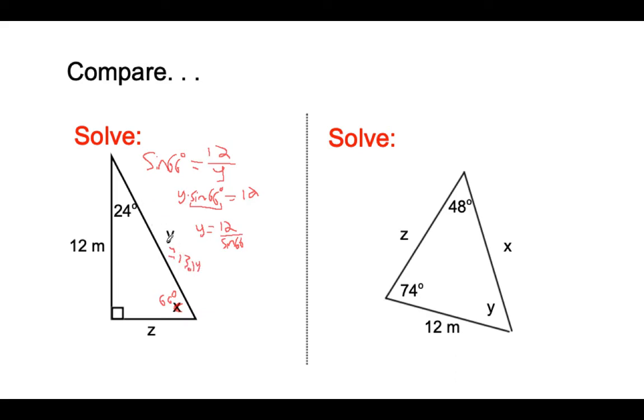Well, you have two side lengths, so you can find a third. You could either use sine again, or you could use the Pythagorean theorem because it is a right triangle. I'm just going to use sine again. So sine of 24 degrees has to equal, well, the opposite side of 24 would be z, so z over the hypotenuse, 13.14.